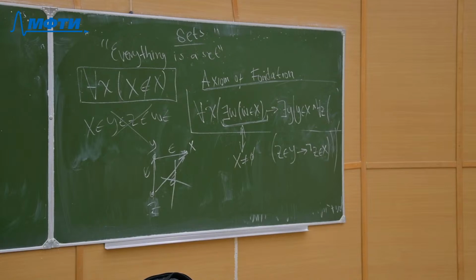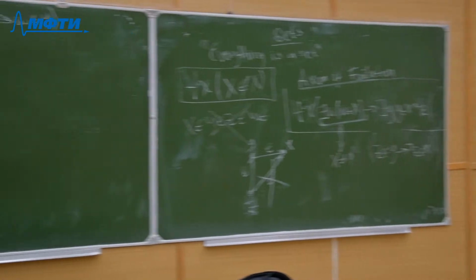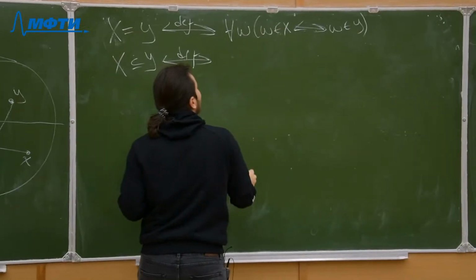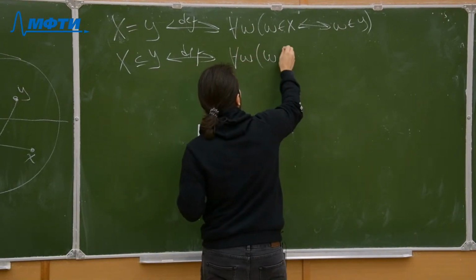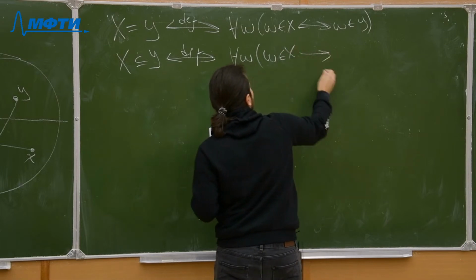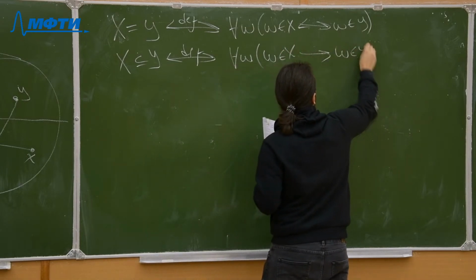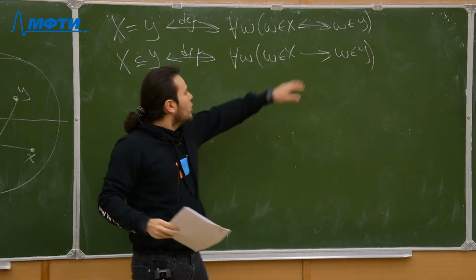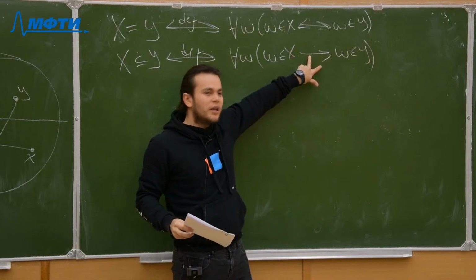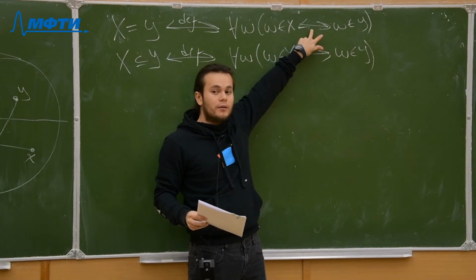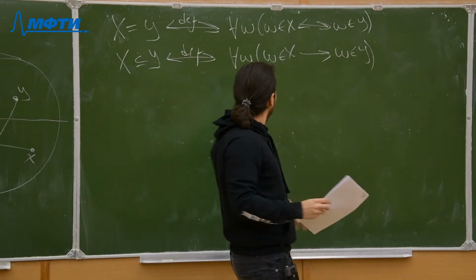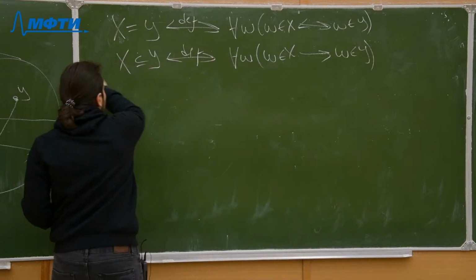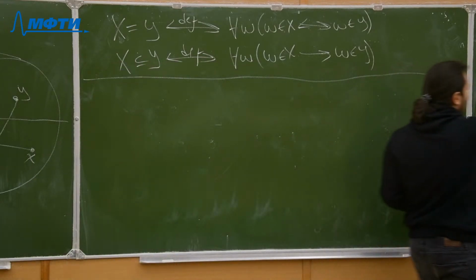And now X is a subset of Y if and only if the following holds. For all W such that W belongs to X, then W belongs to Y. So here we have implication, and here we have if and only if, okay? Look at the difference here. And by now, that's all we need.